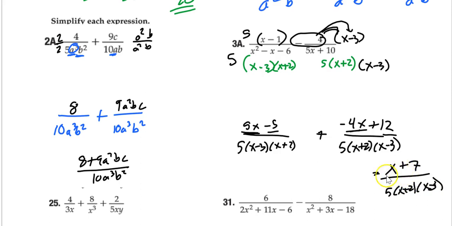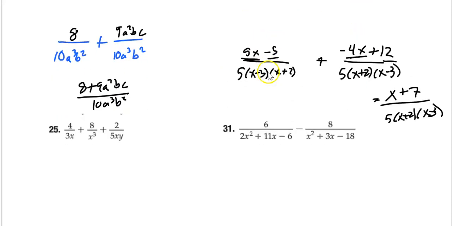Again, we're not going to do all of this, but that's the general idea. I like to factor, right? And then I just kind of think, okay, what's missing? I need a 5, so multiply top and bottom by 5. Over here, what's missing? I need the x minus 3. Multiply top and bottom by x minus 3. Then just add it.